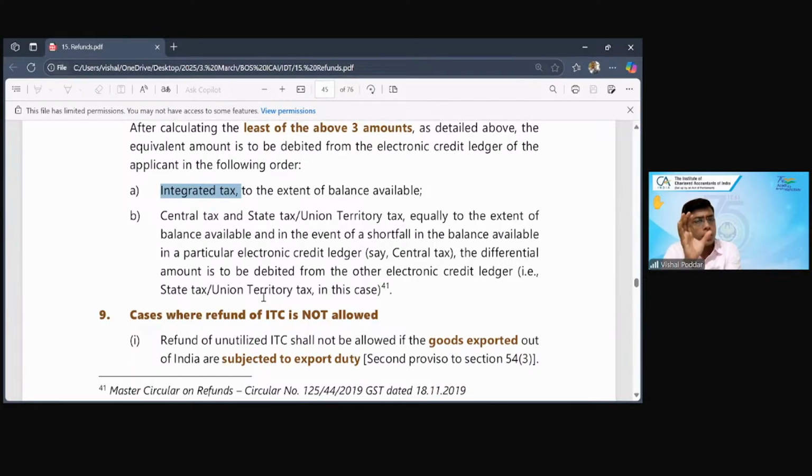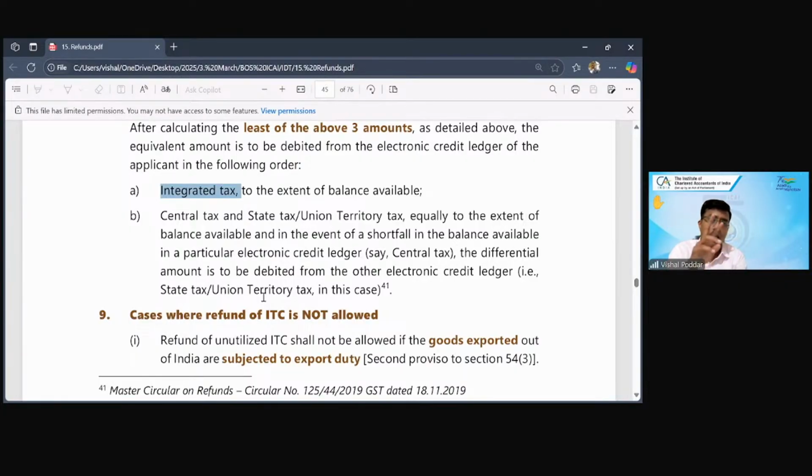This 1,000 will be paid by first debiting or utilizing the IGST credit balance. So I debited the entire IGST, which was 600. Now the balance is 400, so I have to debit 200 to CGST and 200 to SGST. They are saying you have to debit equally.